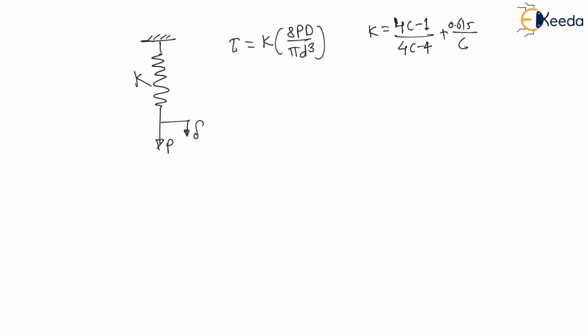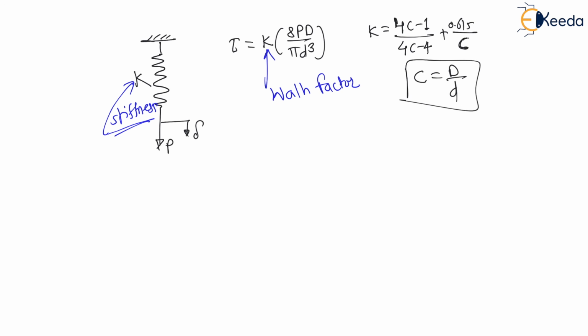My dear students, don't get confused. This K is Wahl factor or stress factor. But here this K is stiffness of spring. These are different terms, right? That you have to remember. Where C is nothing but the spring index, which is mean coil diameter divided by wire diameter. Again, P is the applied load on the spring, D is the mean coil diameter, and small d is the wire diameter, right?